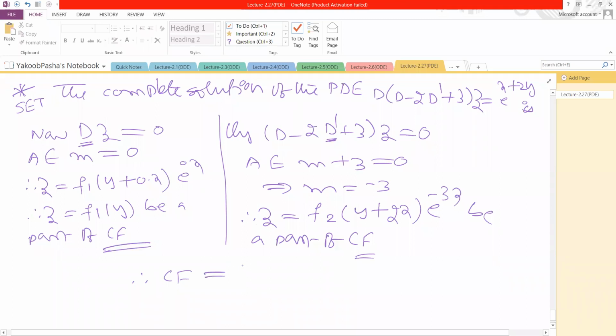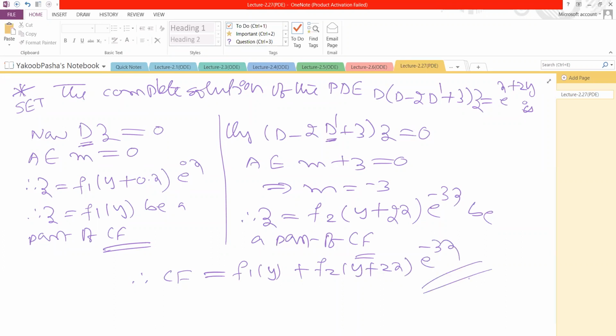CF is equal to f1 of y plus f2 of y plus 2x into e to the power of -3x. This is the complementary function.